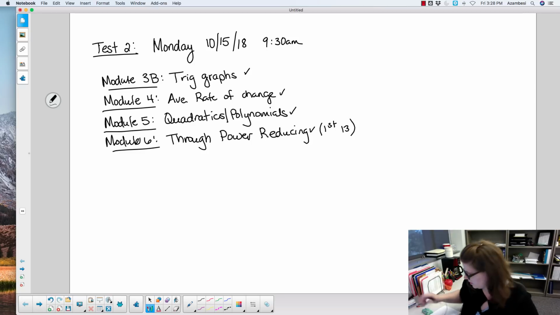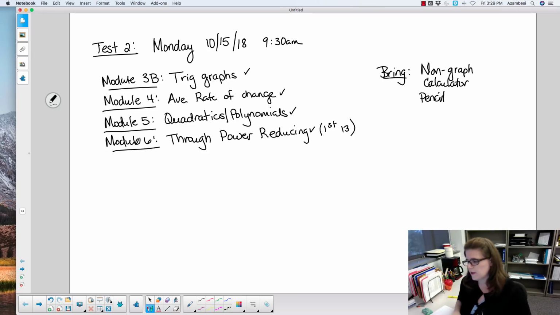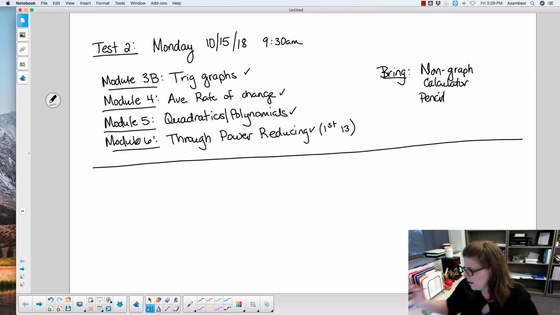Moving forward, as far as what to bring, make sure you bring your non-graphing calculator. And make sure you bring a pencil or some other sort of writing utensil that's not red. Other than that, just bring yourself and bring your brain and we should be good to go.